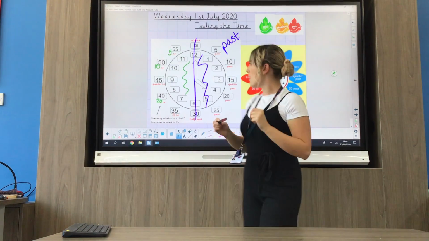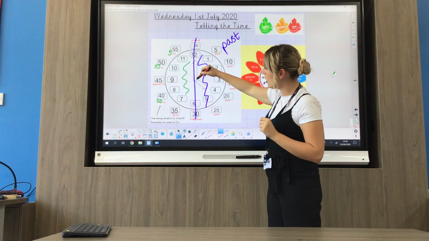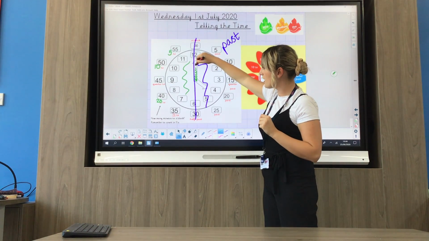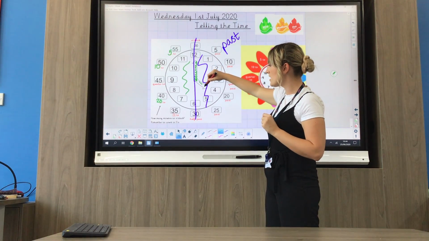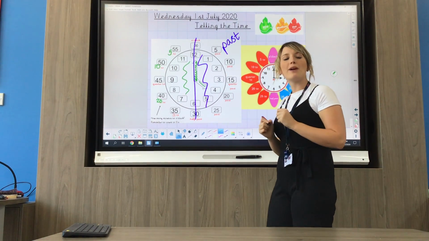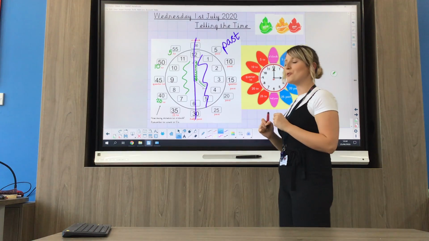So we know that we've got the long minute hand, the long one, showing what minute it is. And we've got the short hour hand. So we're going to practice telling the time a little bit more today.